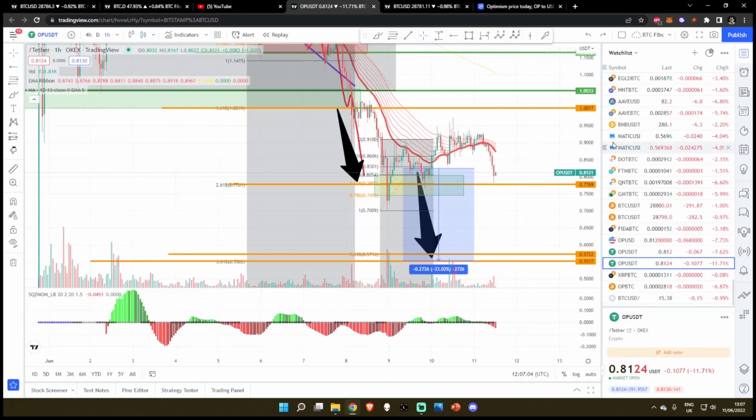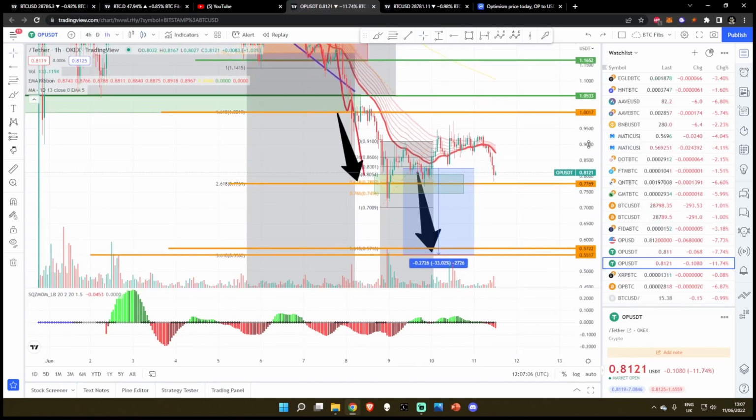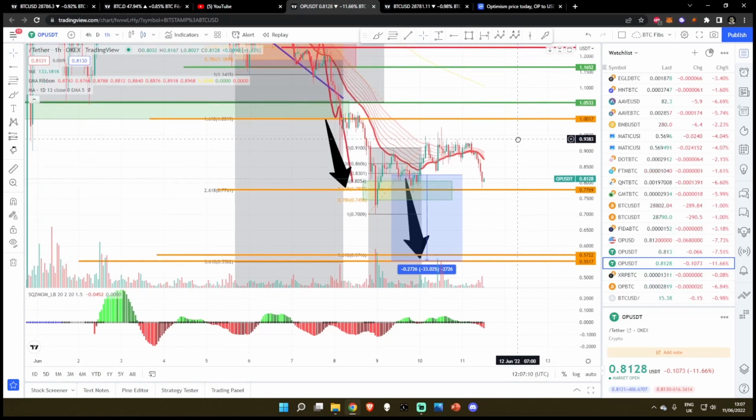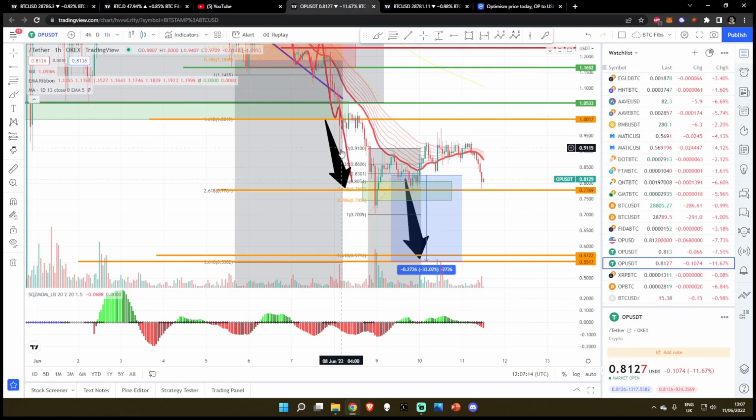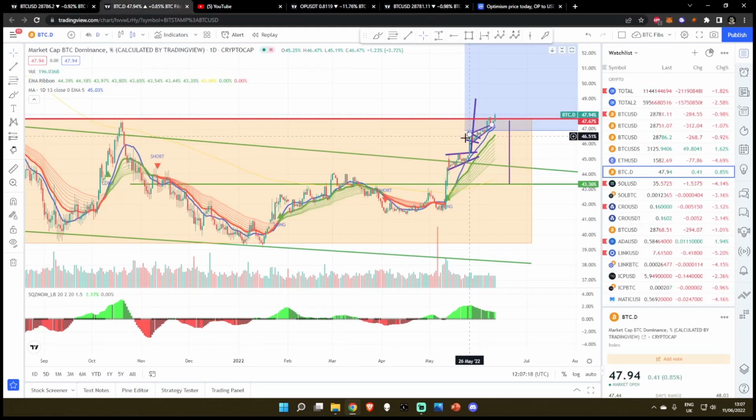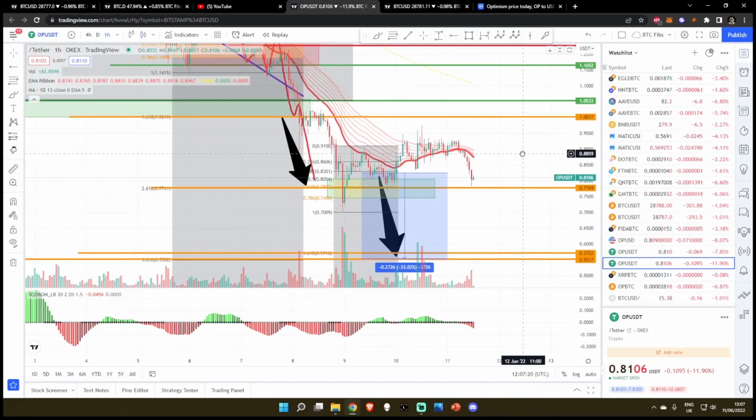Alright, quick update on Optimism, ticker symbol OP. Now in this TA video we're going to be comparing how OP is performing against the US dollar. We're then going to move over to the OP BTC pair, and we're going to wrap up things talking about how the Bitcoin dominance, which is now heading up, is likely to bleed over into the altcoins. Let's jump right into the video.